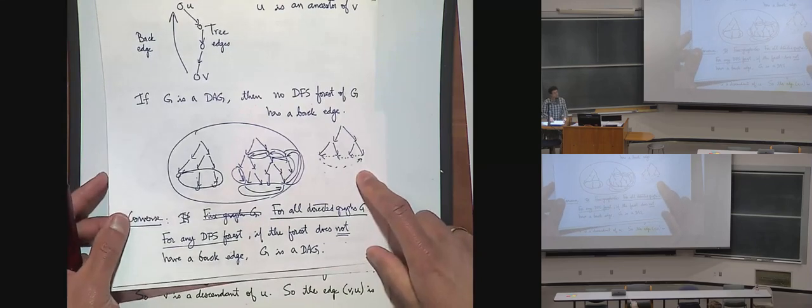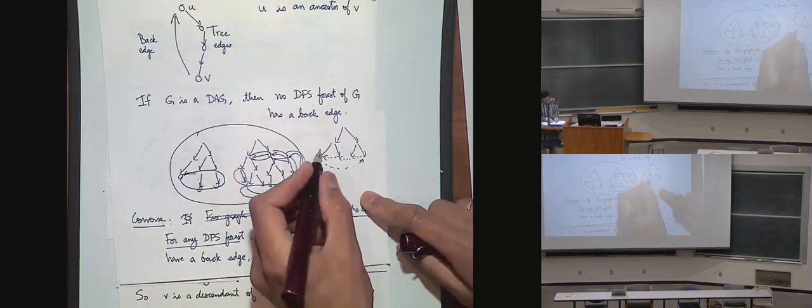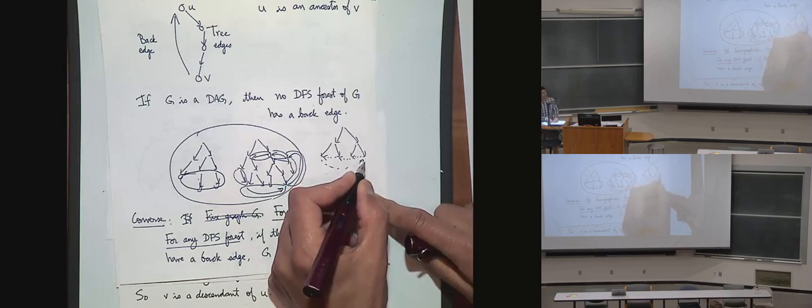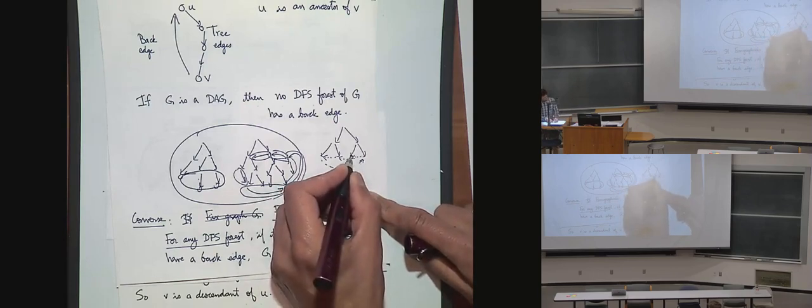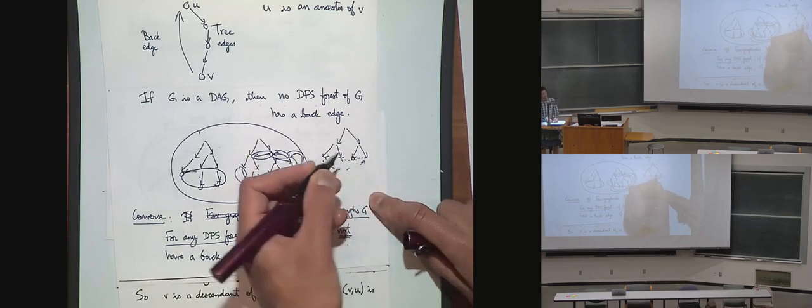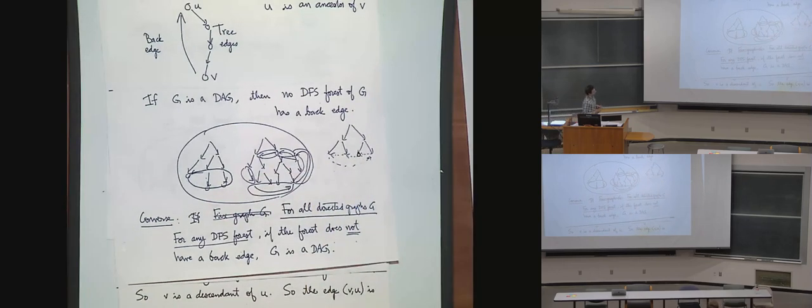Sorry? It depends on who is the first of these that got visited. If this was the first that got visited, then that one becomes a back edge. So it all depends on the time, and because of the labeling you don't know which of those becomes a back edge, but you know there will be some back edge.